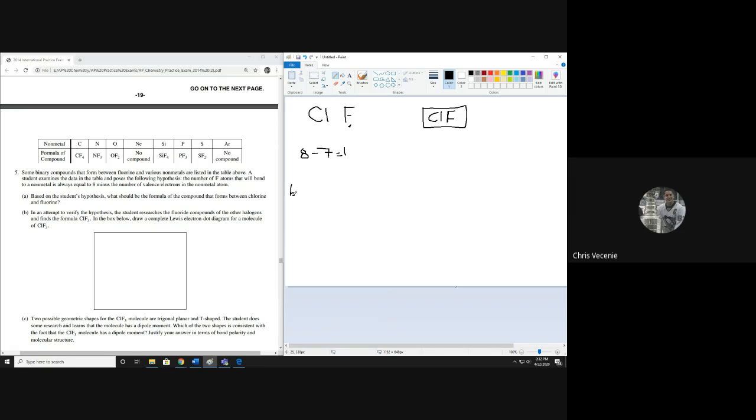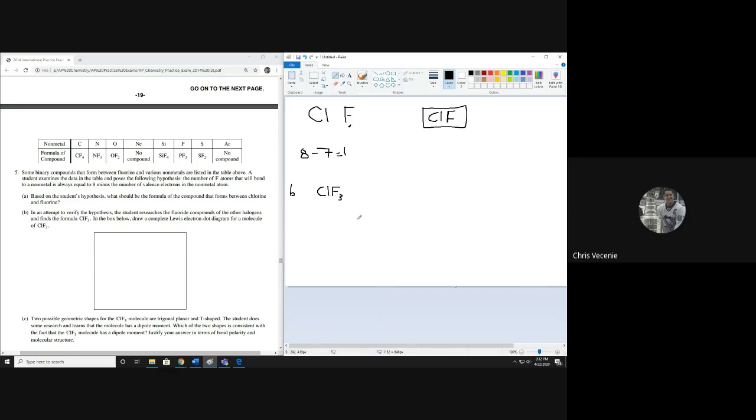So in B, it says, in an attempt to verify, the student researches the fluoride compounds of other halogens and finds ClF3. In the box below, draw the dot model of the ClF3. All right, so Carmen, what is it they want us to do? They want us to draw the electron dot diagram. Exactly, right?